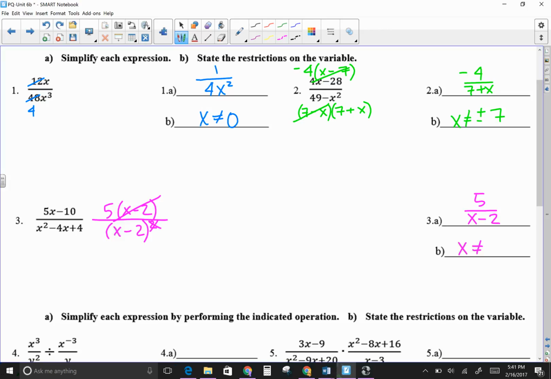What can x not be? Okay, that's the same factor twice. x cannot be equal to 2. Again, you're just setting that factor equal to 0 and solving.